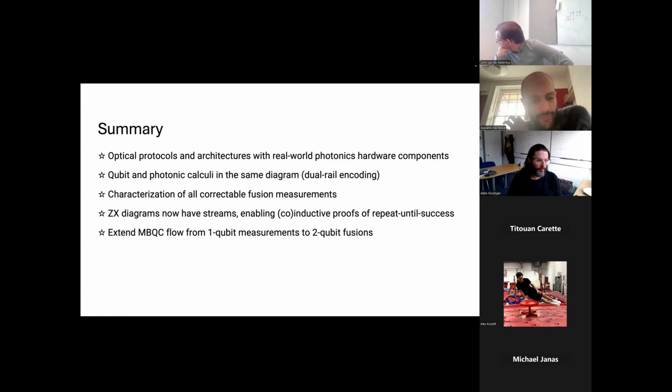and then we have extended graphical languages for quantum computing with streams, enabling induction and co-induction proofs in string diagrams. And finally, I haven't talked much about this point, but also a contribution of the paper was to extend the notions of flow to cover also 2-qubit measurements like fusion measurements. So yeah, that's it.